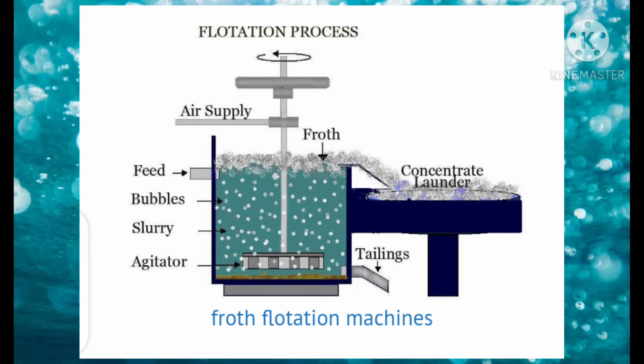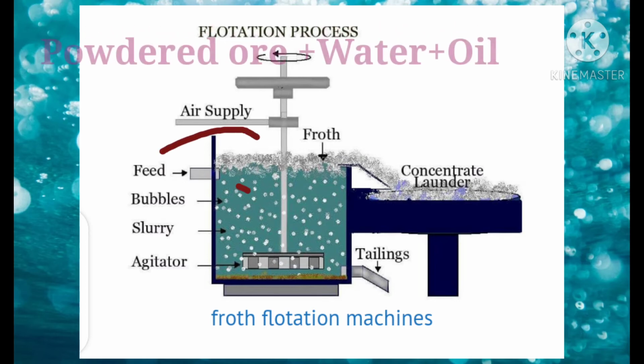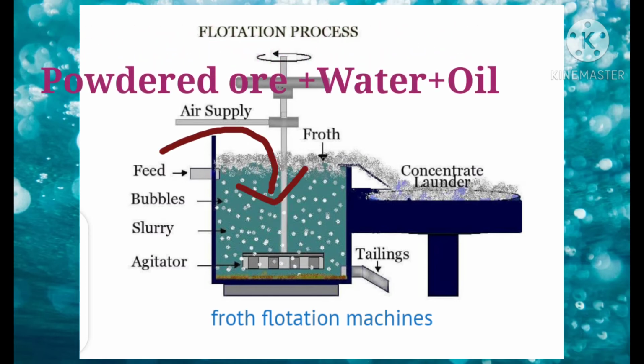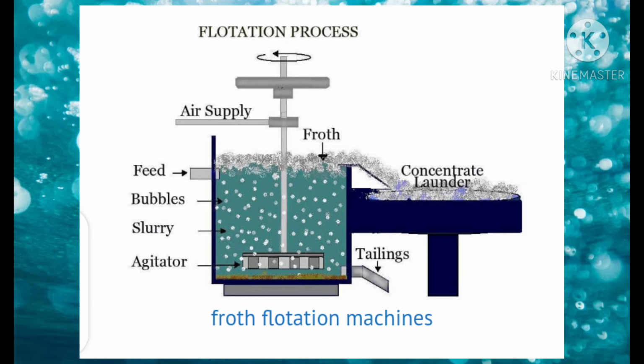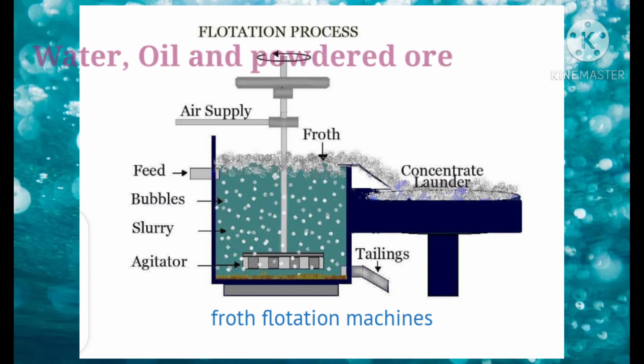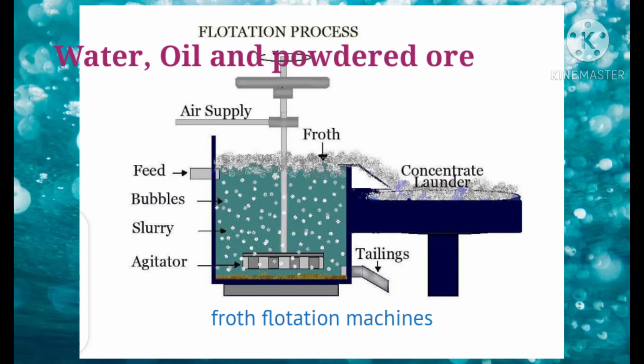In this big tank-like container, we are going to add the powdered ore, an ample amount of water, as well as some quantity of oil, any vegetable oil, pine oil or eucalyptus oil, so as to make the froth. Now from the upper side, we are going to blow pressurized air into the tank, so that the agitator starts to rotate along its own axis. Due to the rotating agitator, water, oil and powdered ore get mixed up.